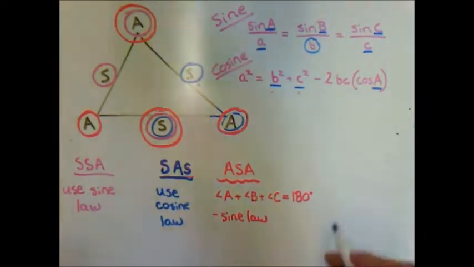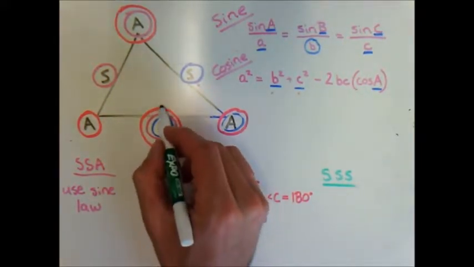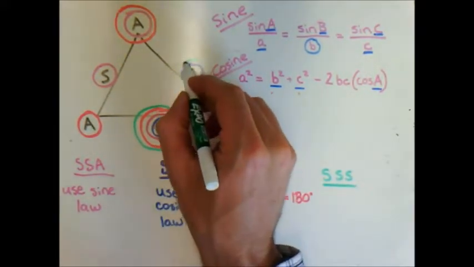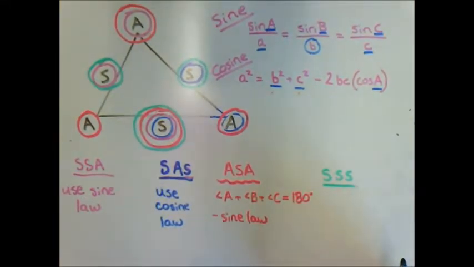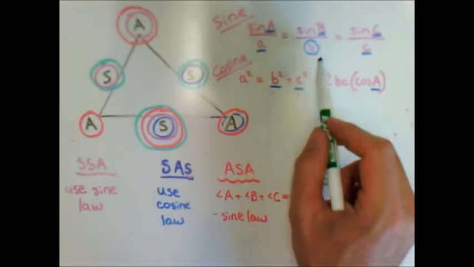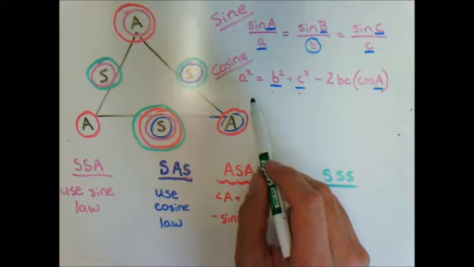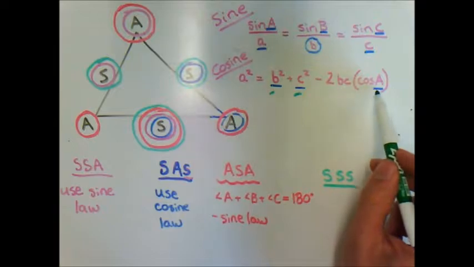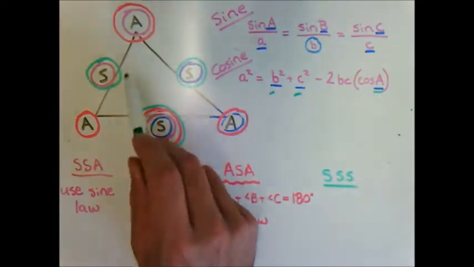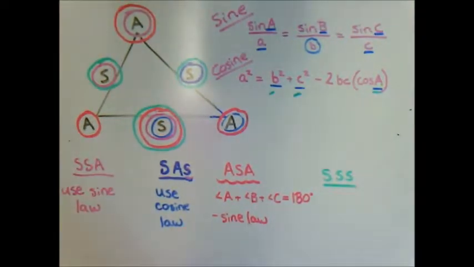The last one that we're going to look at is what if we have side, side, side. So I've got side, side, side. Can I use sine law? No, I have no opposite information, so I can't use sine law. I have no matching angle and side. What about cosine law? Cosine law says I have to have two sides and an angle. Well, I don't have any angles, I just have three sides. Can you think of a solution for this problem?